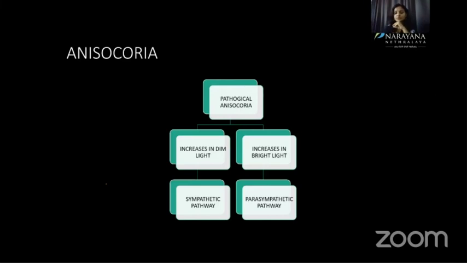Whereas pathological anisocoria is something that changes in dark and dim light conditions, and depending upon whether it changes in the dim light conditions or the bright light conditions, you can diagnose what is the problem. So what happens in dim light is there is pupillary dilatation. If there is anisocoria which is exaggerated in dim light conditions, it obviously means there is a problem with the dilator pupillae or the sympathetic pathway. If the anisocoria increases in bright light conditions, in bright light there is pupillary constriction which occurs, so obviously there is a problem with the parasympathetic supply or the sphincter pupillae muscle.